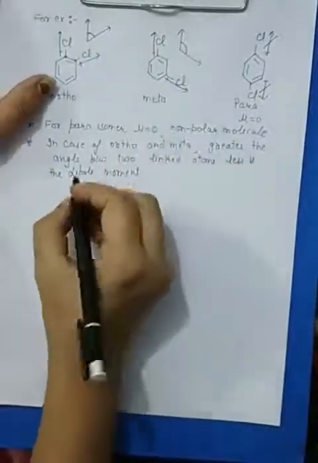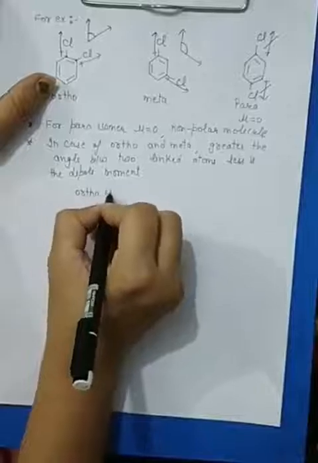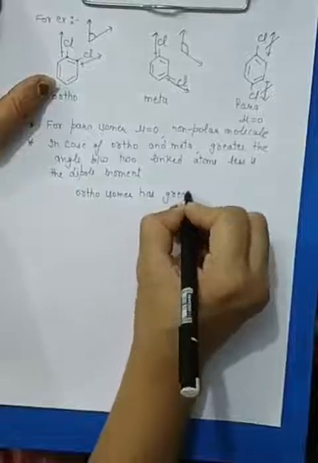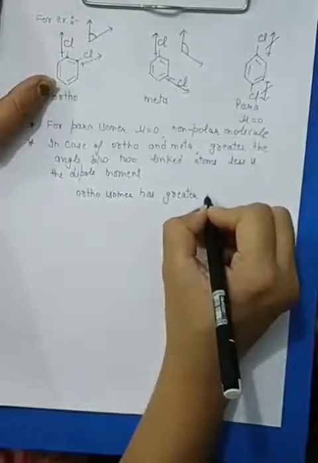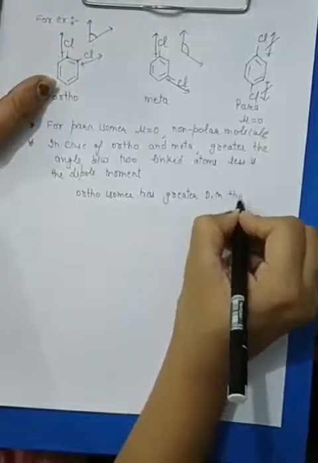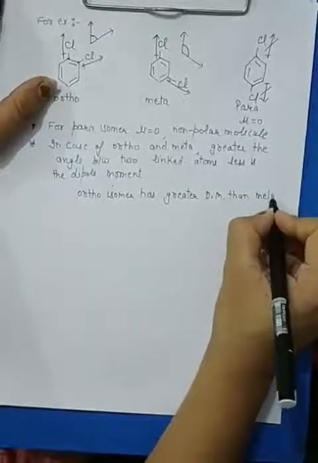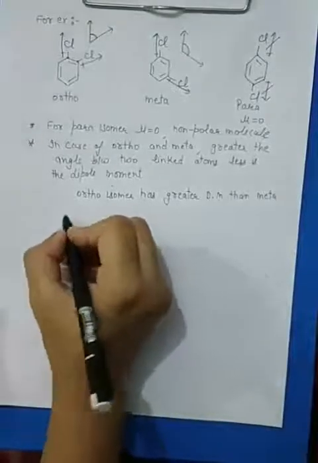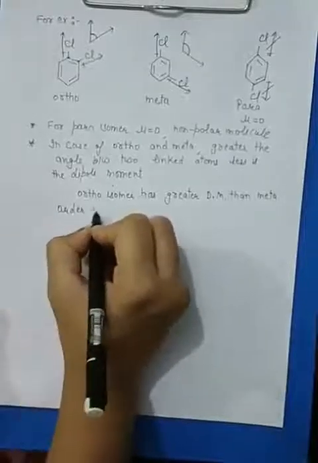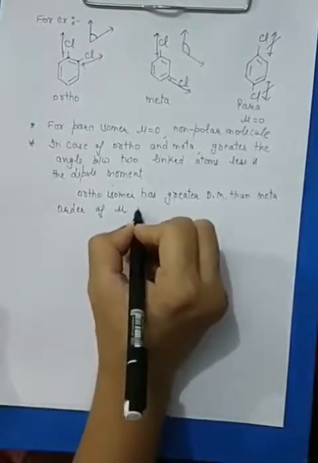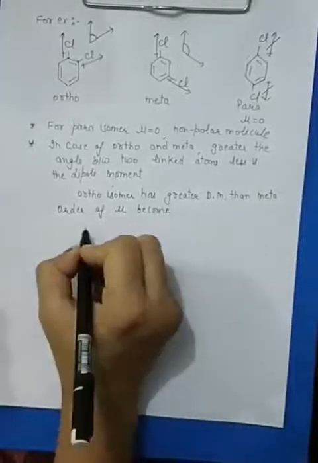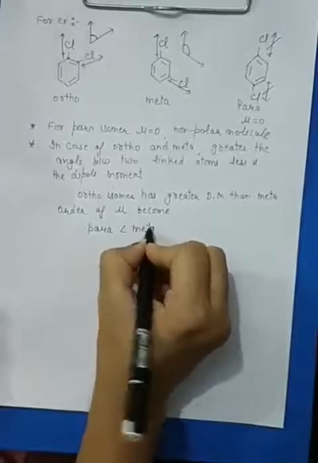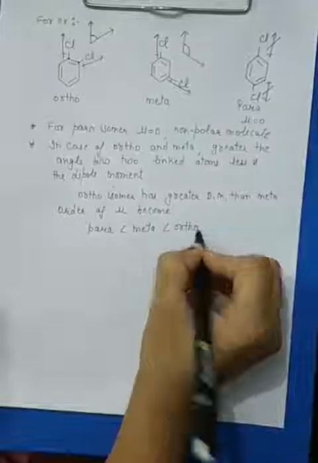So according to this, ortho isomer has greater dipole moment than meta. Okay. Then order of dipole moment among these, order of mu becomes, this one is para, then meta, then ortho.